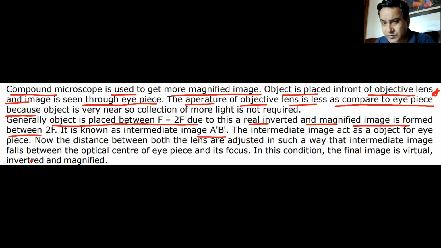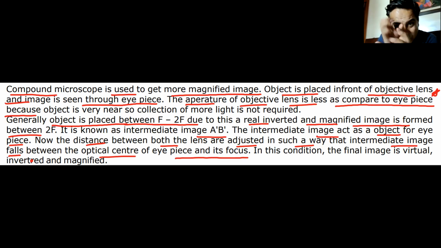I told you H1 is the height of this image. The intermediate image acts as an object for the eyepiece. Now the distance between both the lenses is adjusted in such a way that the intermediate image falls between the optical center of the eyepiece and its focus. So whenever you are setting this microscope, the first image would be set in such a way. Please note this point: the first image will be set in such a way that it lies between the optical center and the focus.